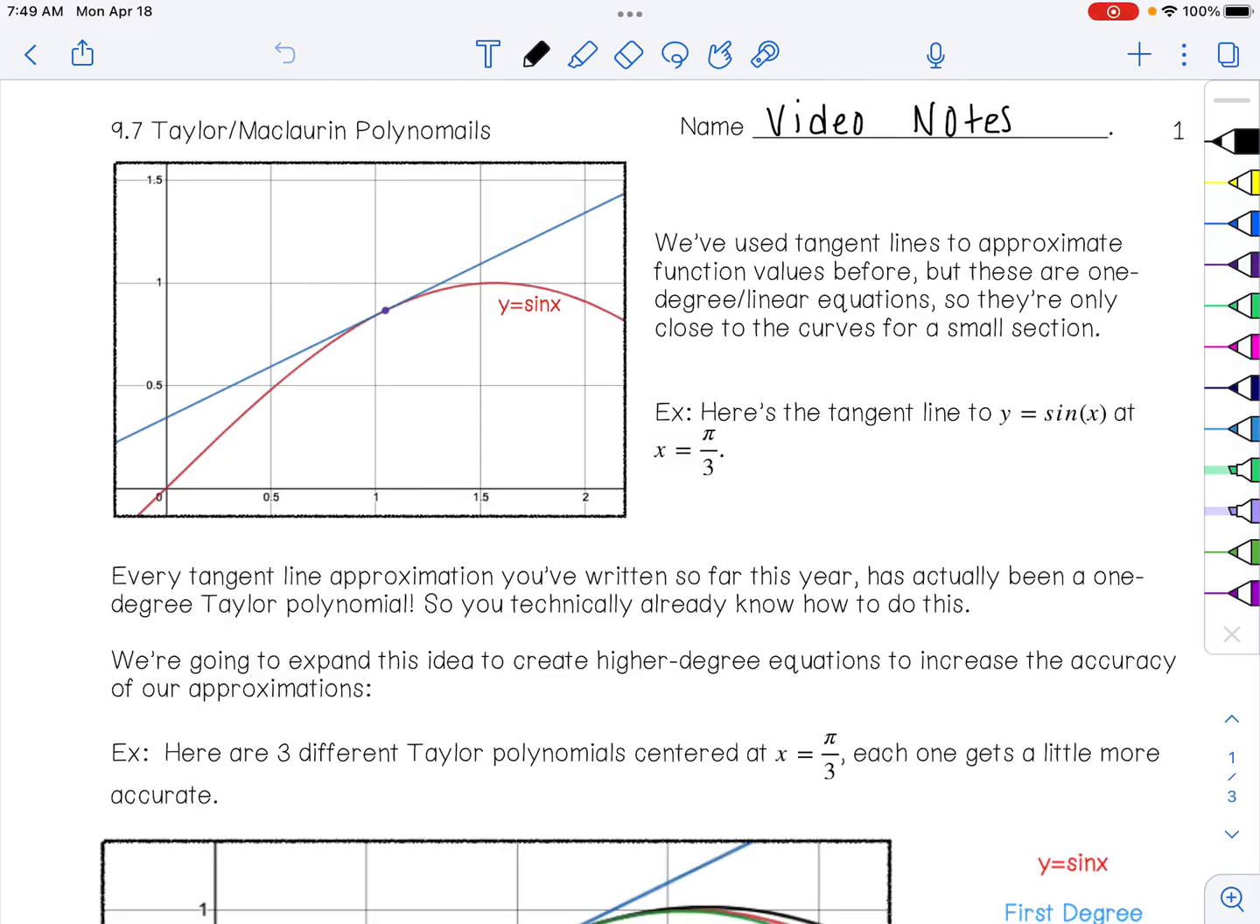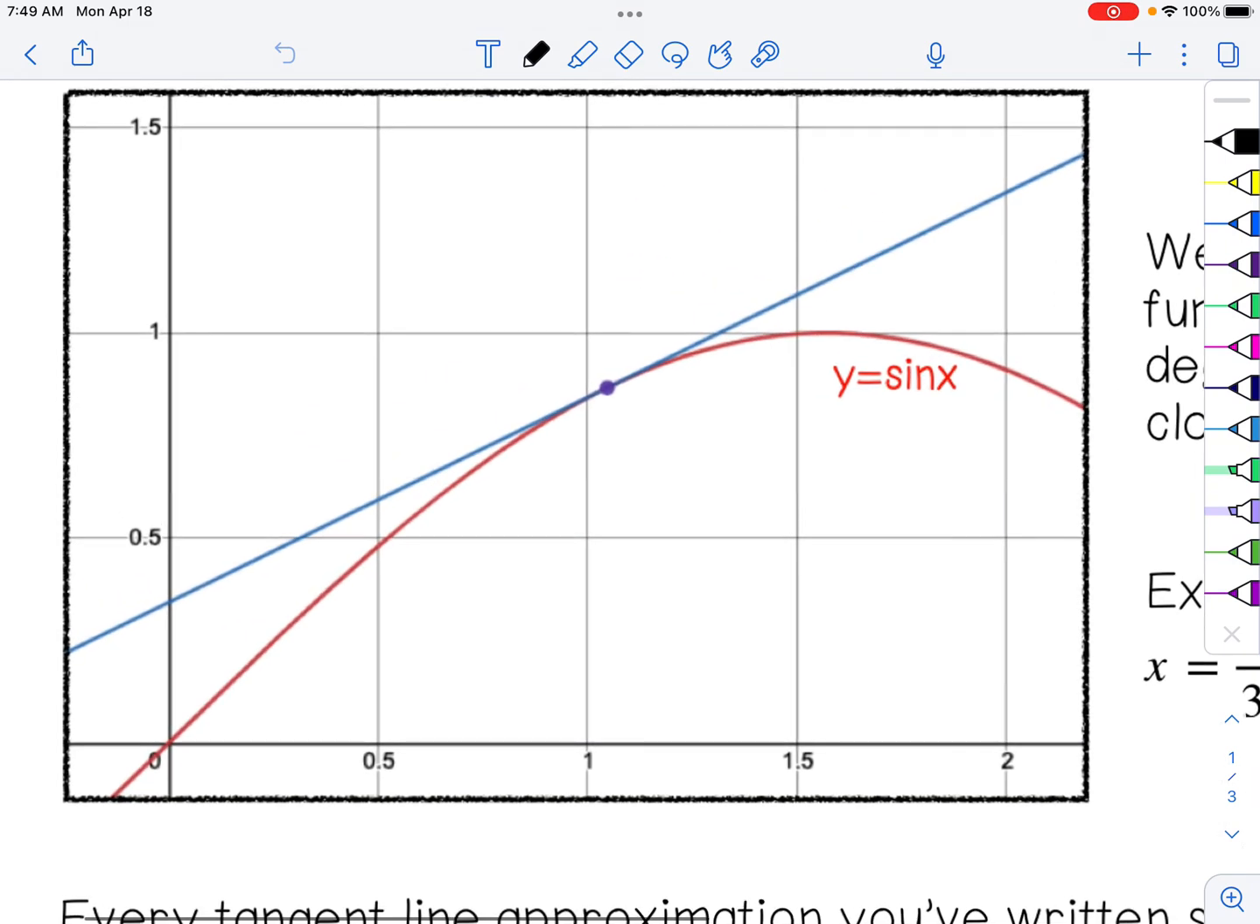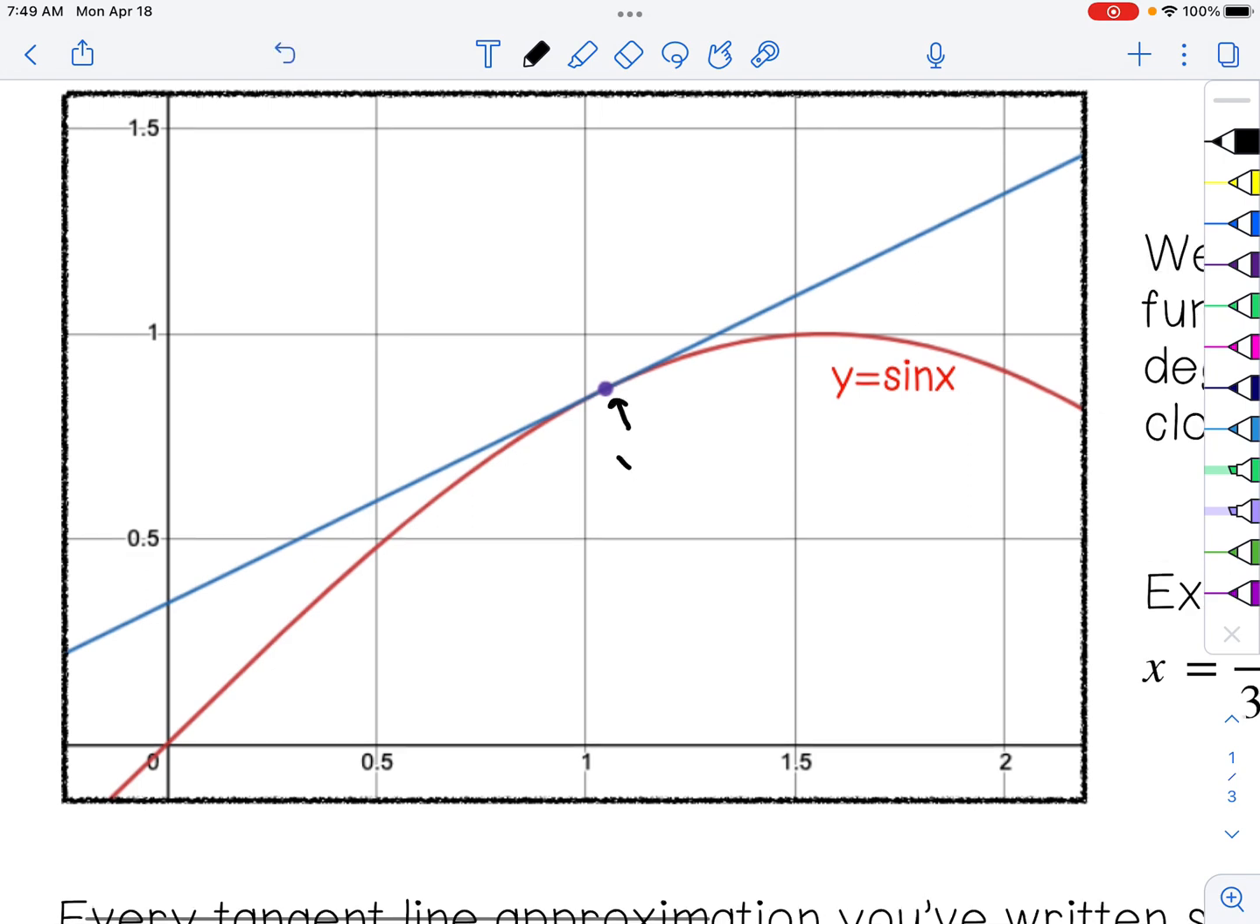So we've used tangent lines in the past to approximate function values. But when we use a tangent line, they're 1-degree linear equations, hence calling them tangent lines. So they're only close to the curve for a really small section near the point of tangency. For example, we have the curve y equals sine of x here, and this is the point x equals pi over 3 here.